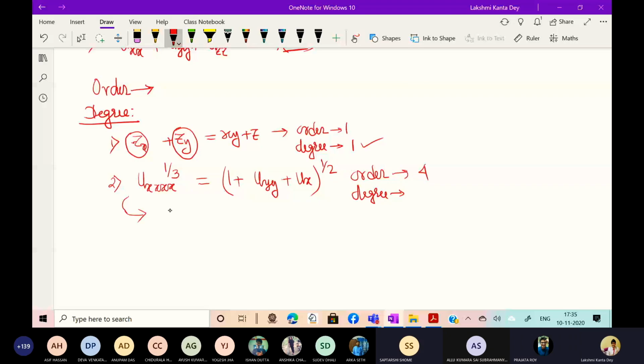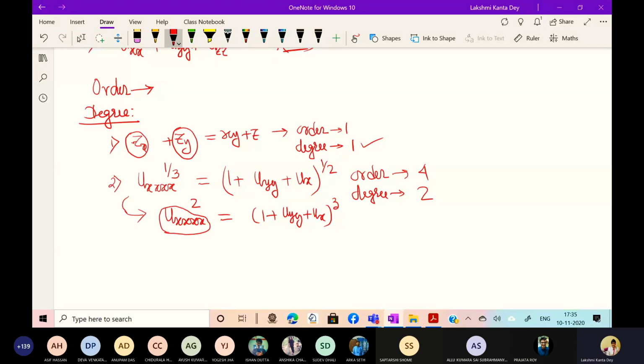Yes, sir. So the square will be your 1 plus u_yy plus u_x all to the power 3. Is it not? Whatever the highest order partial differential coefficient, what is its power? Highest order is 4, occurs in only one. So whatever its exponent, that will be your degree. Degree will be 2. So you are correct.